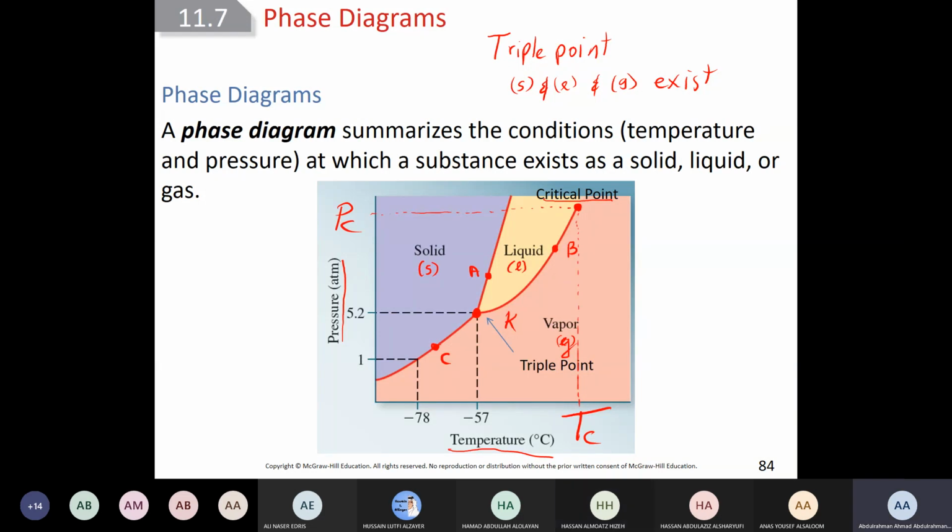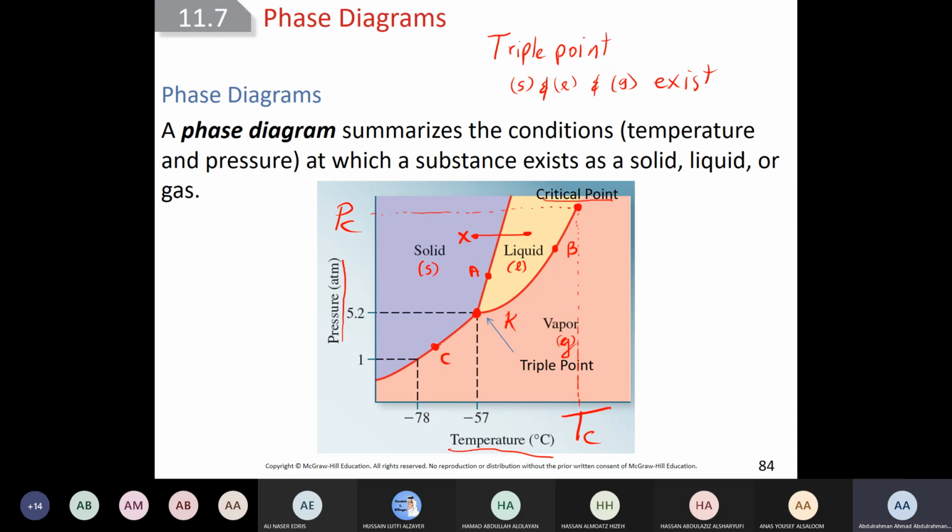If I am at point X and I increase the temperature without changing the pressure, what will happen to X? It goes to liquid, exactly. Is this clear?